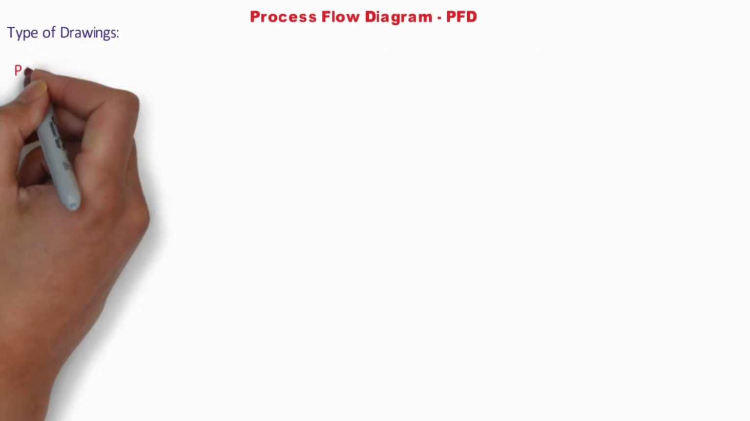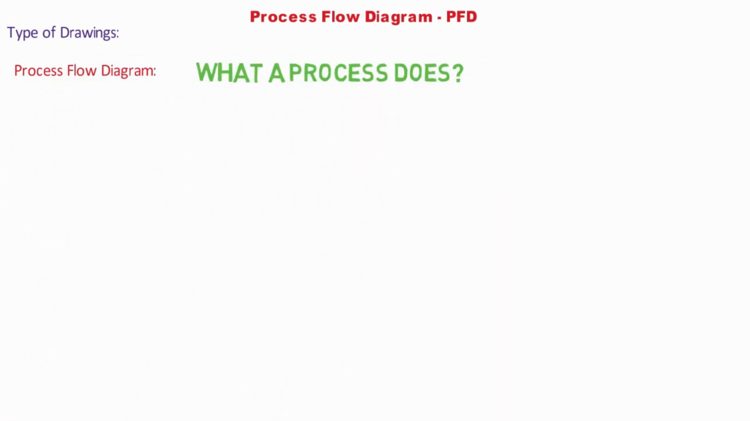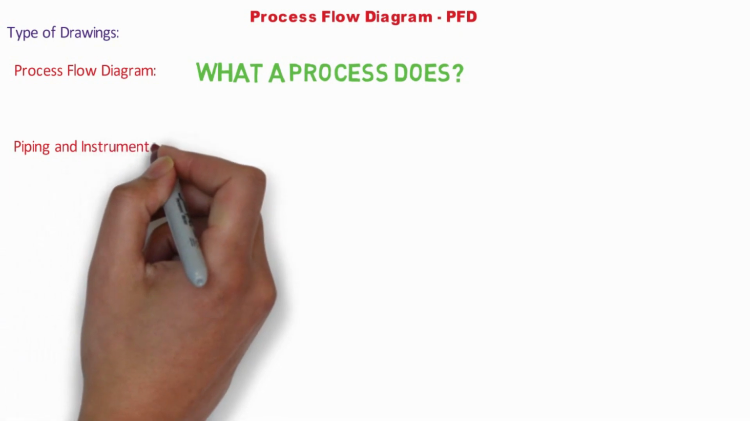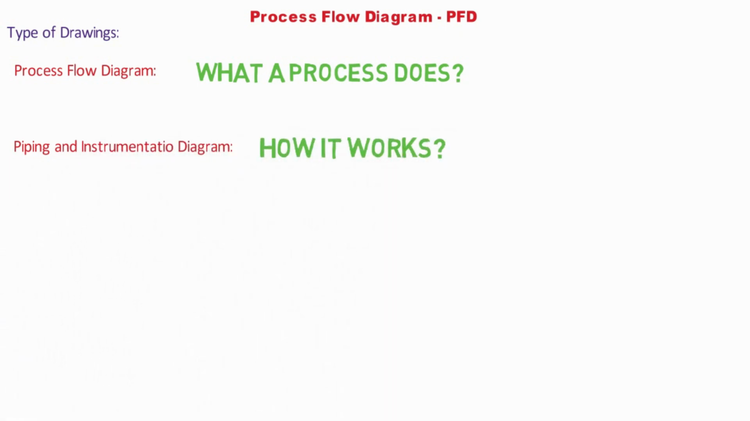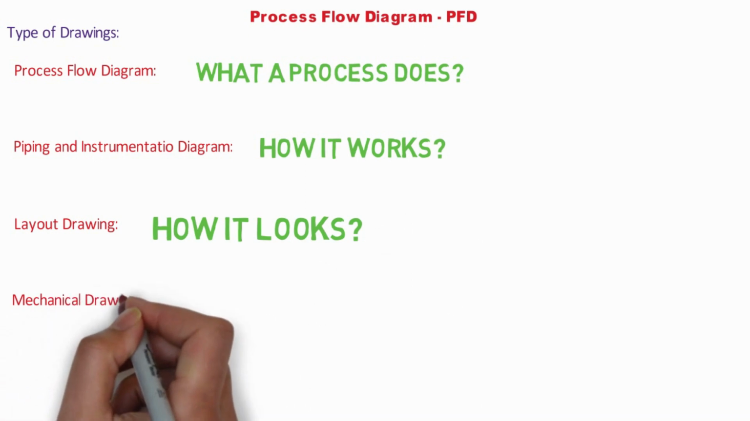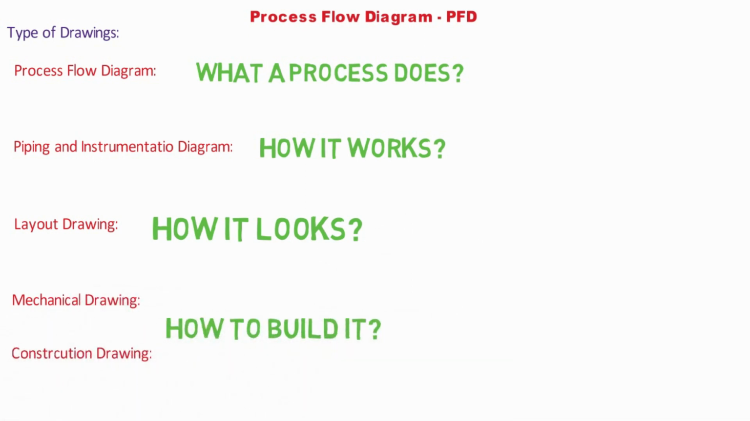So let's start. There are different types of drawings. Process flow diagram shows what a process does. Then comes piping and instrumentation diagram, P&ID. It shows how it works. Next comes layout drawing, which shows how it looks. Then mechanical drawing and construction drawings. They both show how to build it.